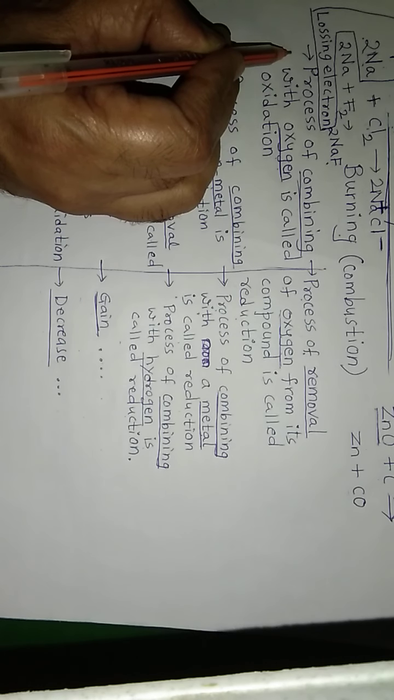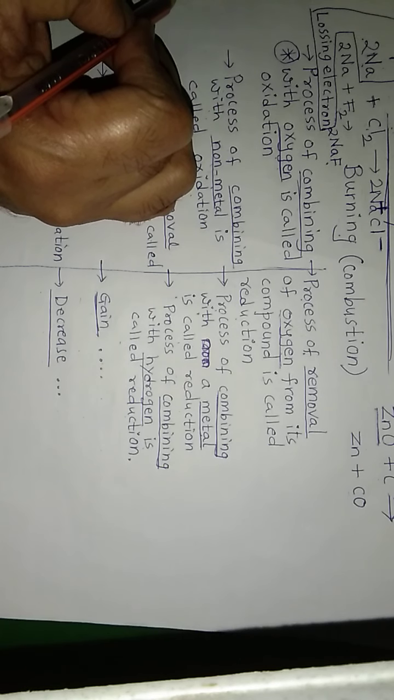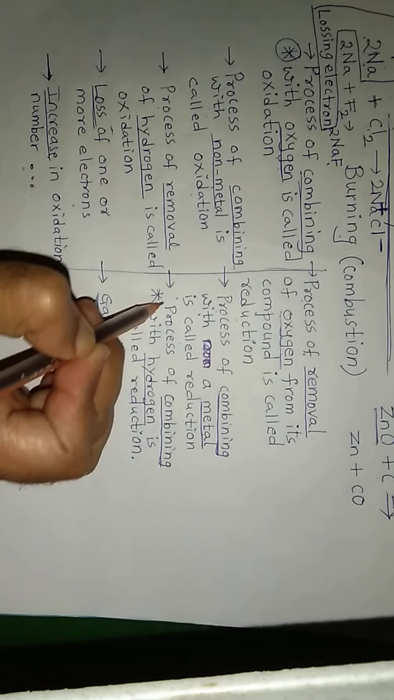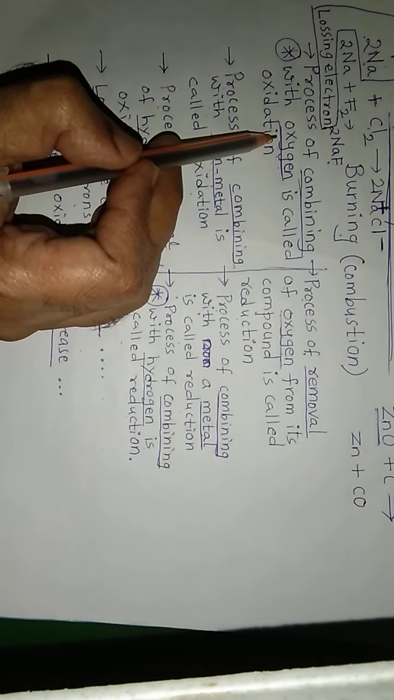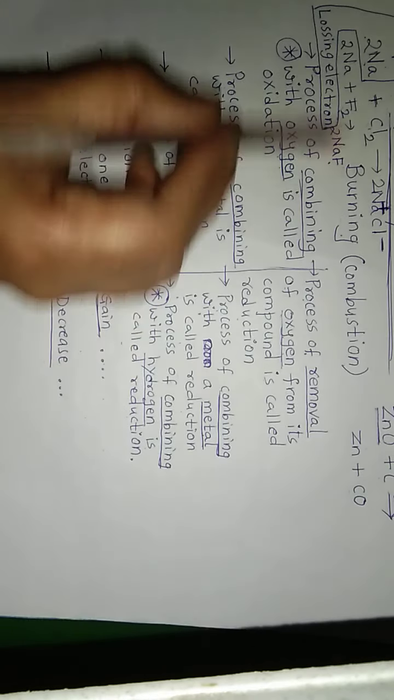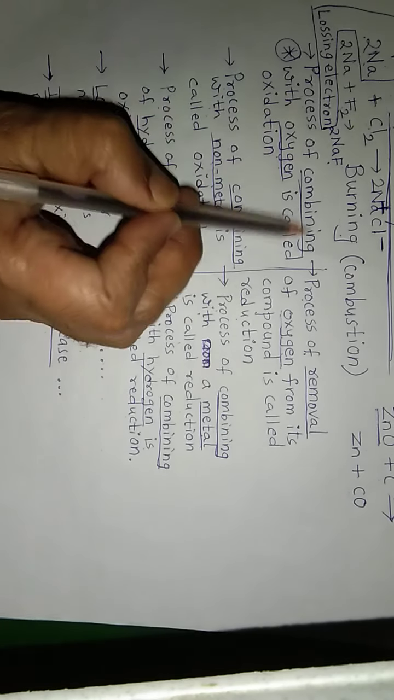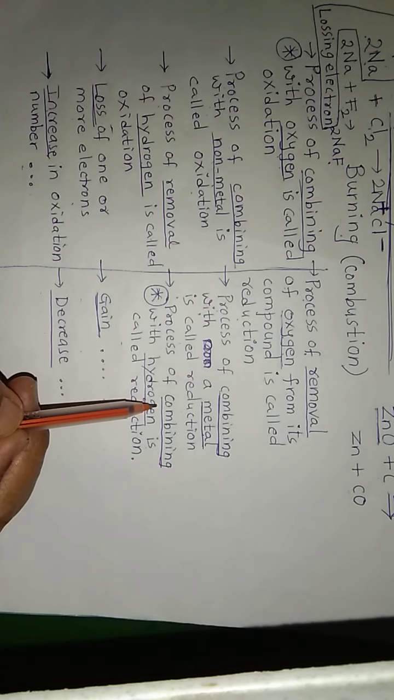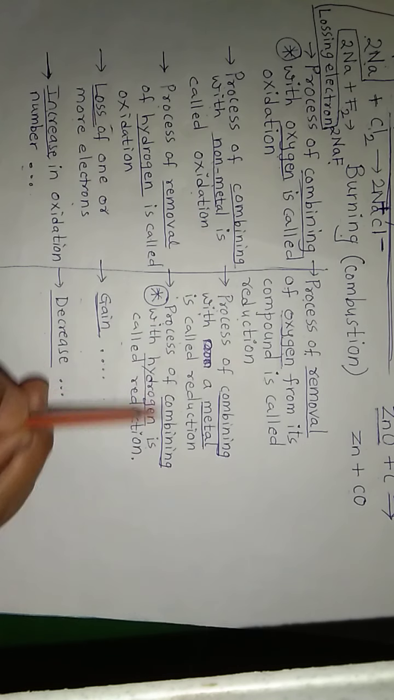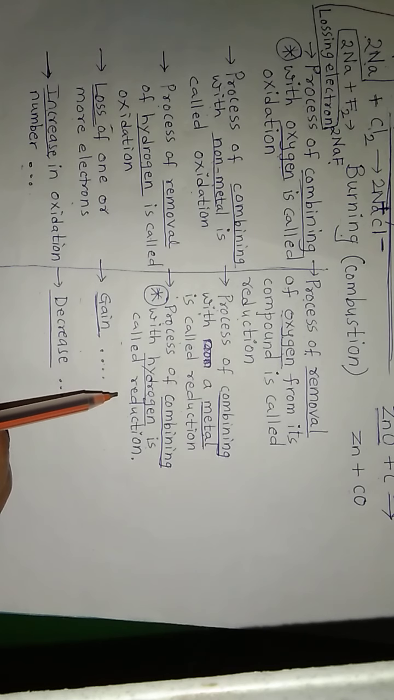Please remember, in organic chemistry, this definition is commonly used for oxidation, and this definition is commonly used for reduction. So whenever you come across the term oxidation in organic chemistry, paper 2, you will be using this particular definition. In organic chemistry, oxidation has only one meaning: process of combining with oxygen. And even reduction has only one meaning. In fact, the commonest meaning of reduction in organic chemistry is this: process of combining with hydrogen is called reduction.